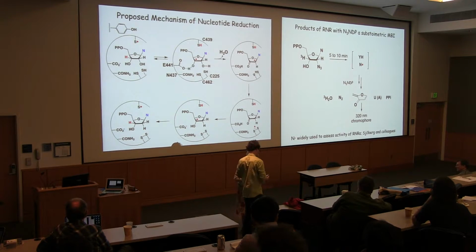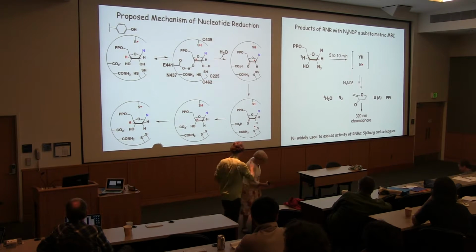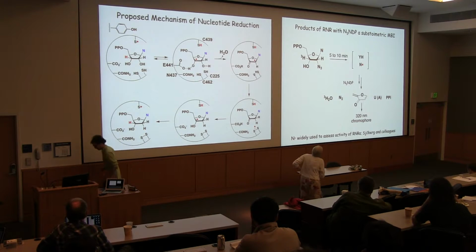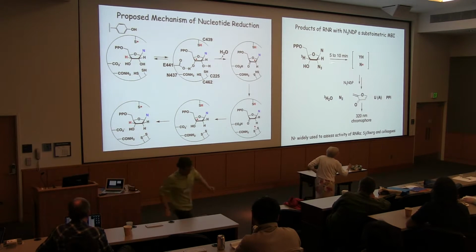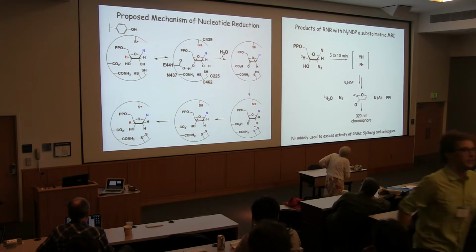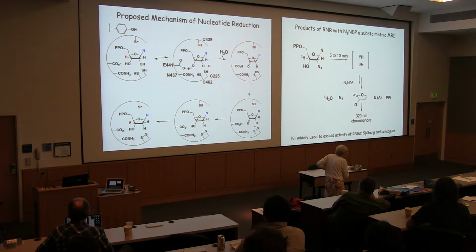Okay, so the tyrosyl radical goes away, and this is 5 to 10 minutes, so this is slow. And what do you see? You see an N dot. Okay, N dot. What is this N dot thing?